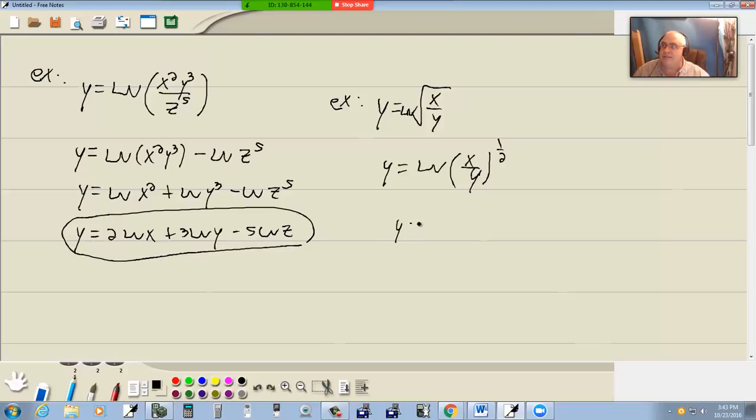Now again, you have to ask yourself the main thing that's happening. And the main thing that's happening here is we got something to a power. So from our third property, we can take the power and put it out in front of our log. From here on out, the 1/2 has to be out in front of each log as we rewrite it. Now here we got log of something divided by something. So division becomes subtraction. We got y is equal to 1/2 natural log of x minus 1/2 natural log of y.